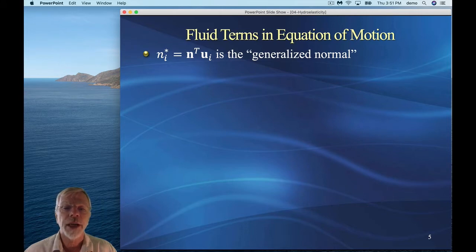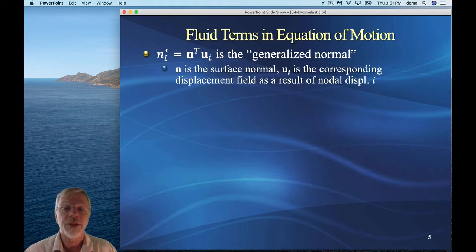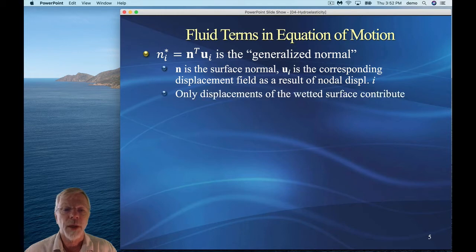We first want to define the so-called generalized normal. So N is a unit vector, a normal to the surface of the wetted surface. And ui is the corresponding displacement field. So it's a 3 by 1 vector, x, y, z displacements, as a result of nodal displacement i. So N transpose ui just gives us the displacement normal to the wetted surface. So only displacements of the wetted surface contribute to the fluid terms, of course.